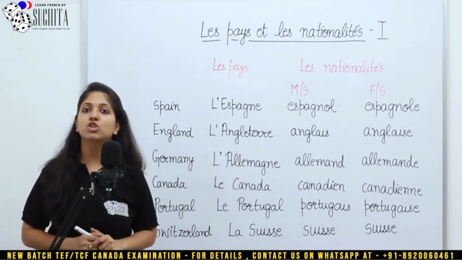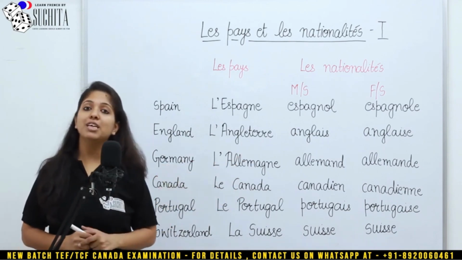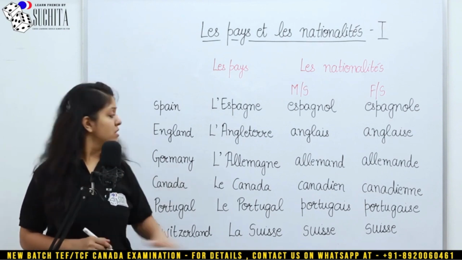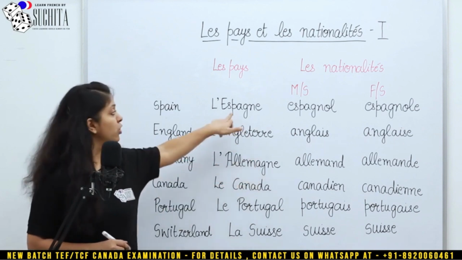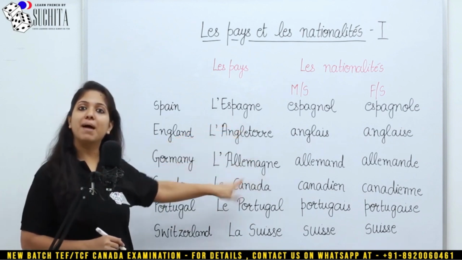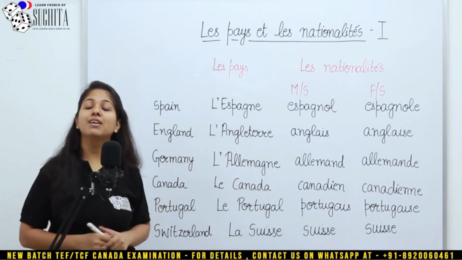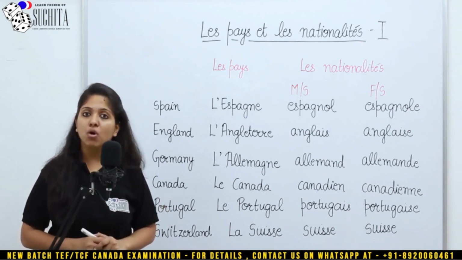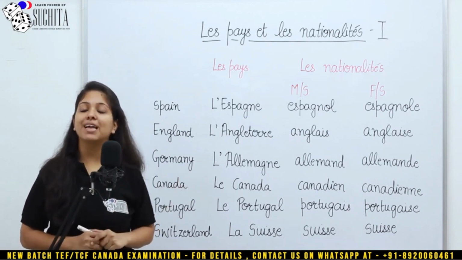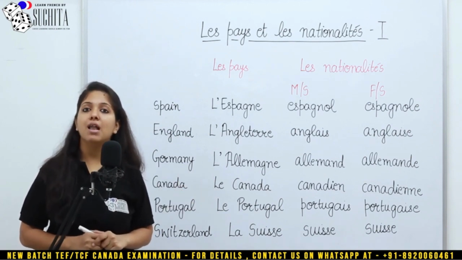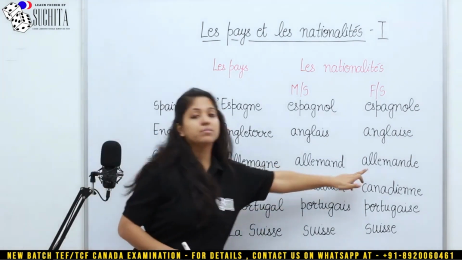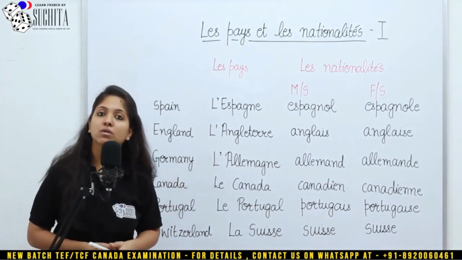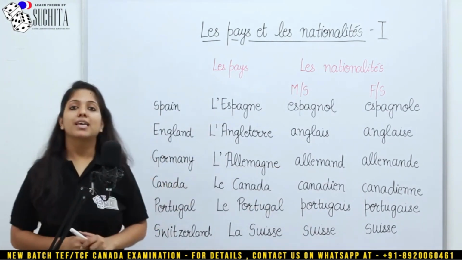Moving on to the next one, which is Germany. Germany is l'Allemagne. So you have GN again, as I told you with Espagne. Now the corresponding nationality is Allemand. In order to make it feminine, I applied E and it became Allemande. Allemand, Allemande. Allez, Canada.